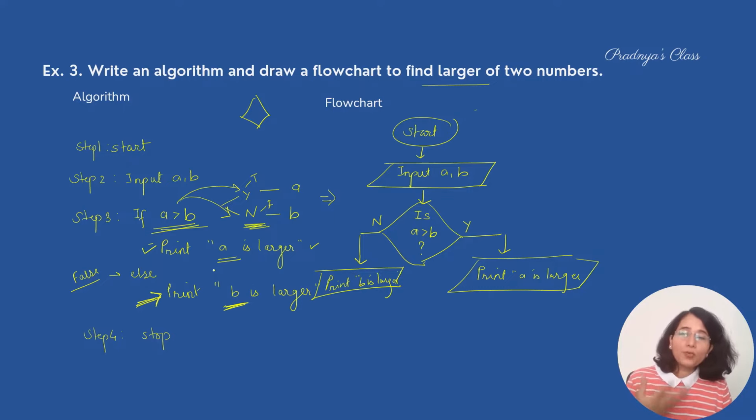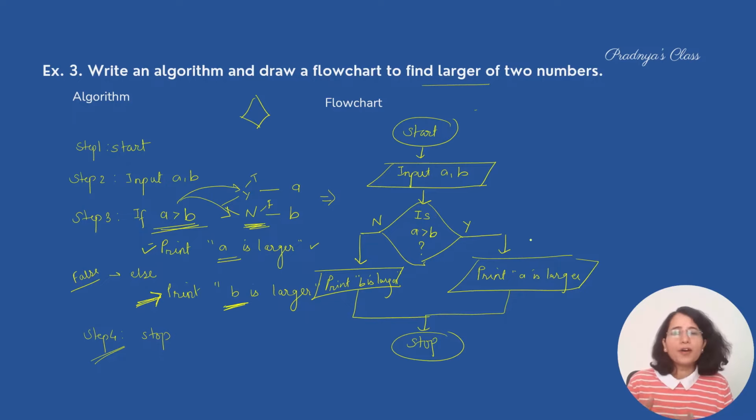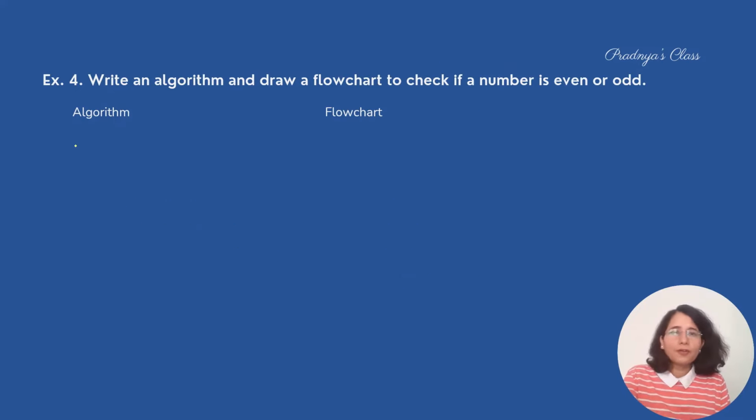After printing the required message, we need to stop. So from both these options, we have to go to the next step, that is the stop. So for decision making, you have to draw the flow chart in this way. Here, based on the condition, either one set of statements will execute or another set of statements will execute, but not both.